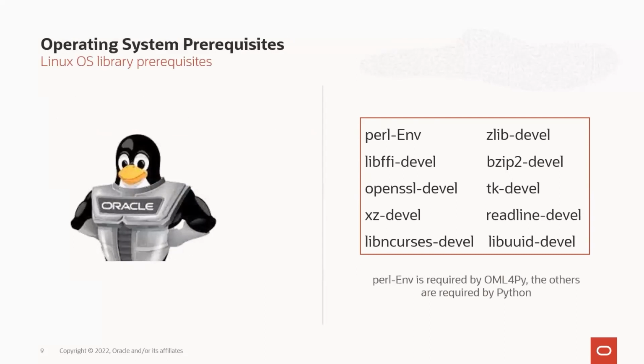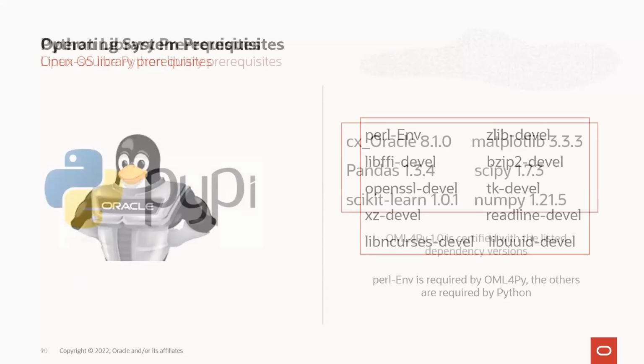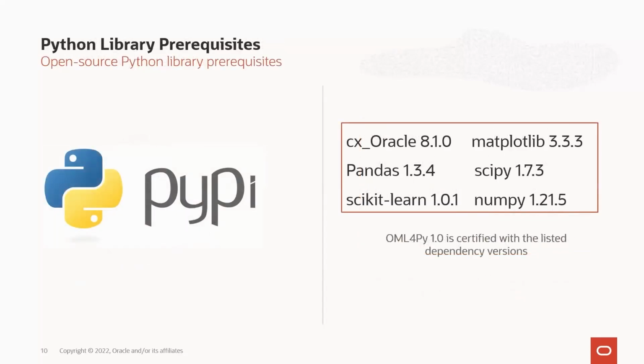And these are the Linux operating system requirements listed on the right. Perl-env is required by OML4Py, and the others are actually requirements for Python. And here we have the open source Python library prerequisites that I mentioned earlier. These are the versions that you'll need to use with OML4Py 1.0. These are the versions that we've tested and certified with, and so you'll want to install these exact versions.